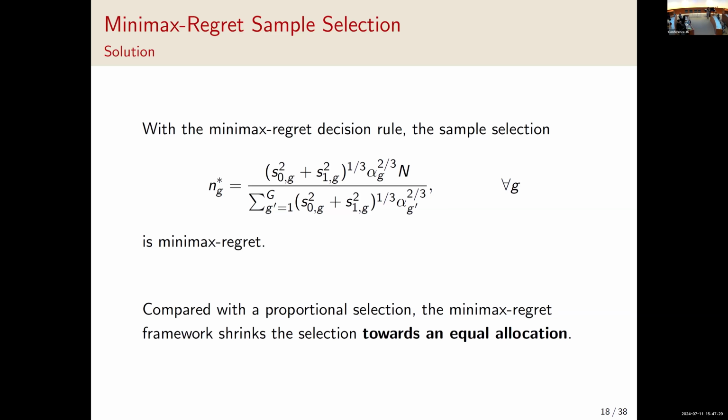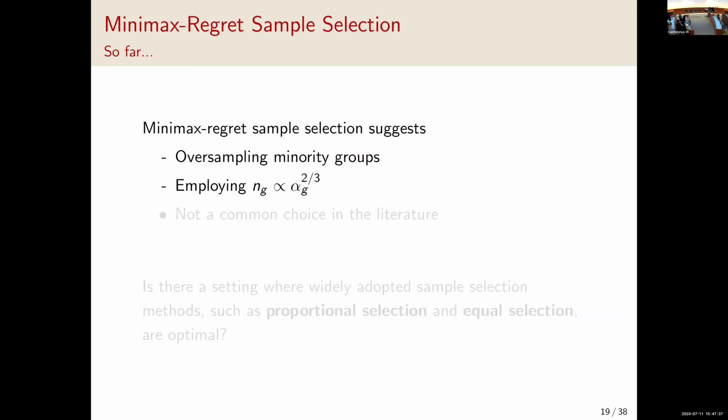We find this rather surprising result because recall that in the utility function, we didn't really prioritize the minority group, but still, our results suggest that it's beneficial to oversample the minority groups and employ a sample selection that's proportional to alpha G to the power t-thirds. This is definitely not a common choice in the literature, and I haven't seen anyone using that, to be honest, but it might be something worth considering.